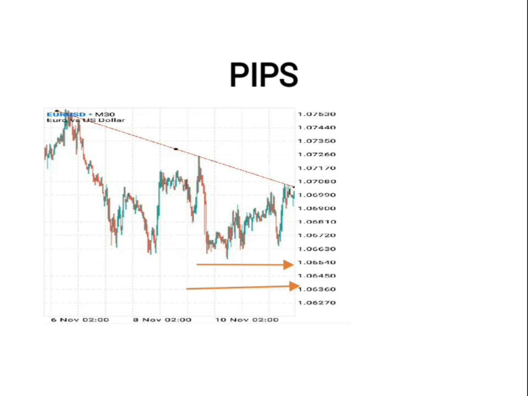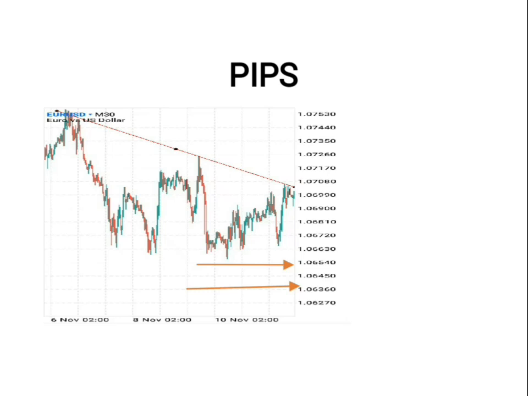Over what? 180 pip. Now how do I get 180 pip? That is 1.06540 minus 1.06360. Now if you minus it, it will be 0.00180. That is what? 180 pip. Just understand that it's 180 pip.